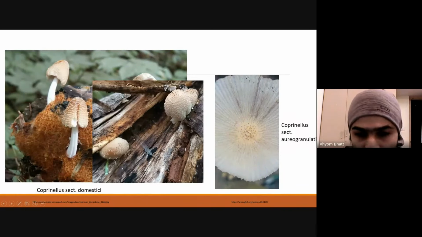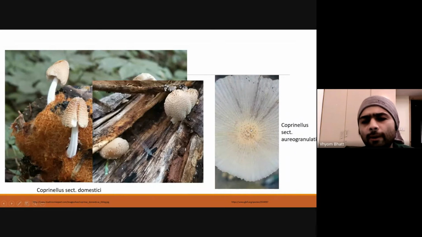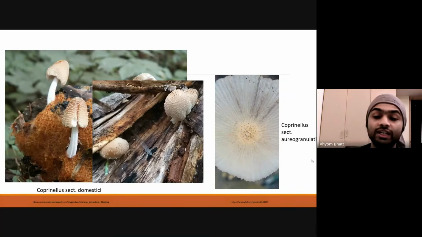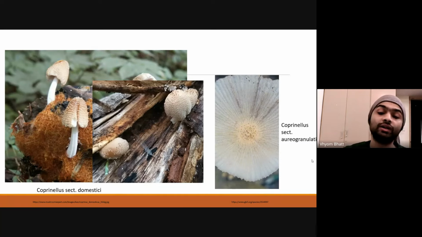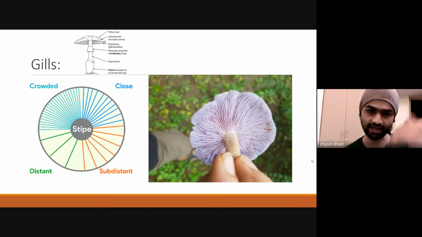And if you see the one on the right, these small vellum particles are also a part of the universal veil, and this is section Oreogranulati. Since granulati, you can make it granular. So these vellums are very granular in shape. Unless this person had gone so close to this mushroom, he would not have seen that, okay, it's an Oreogranulati mushroom. So he went that close to get a good picture. So it's very important.